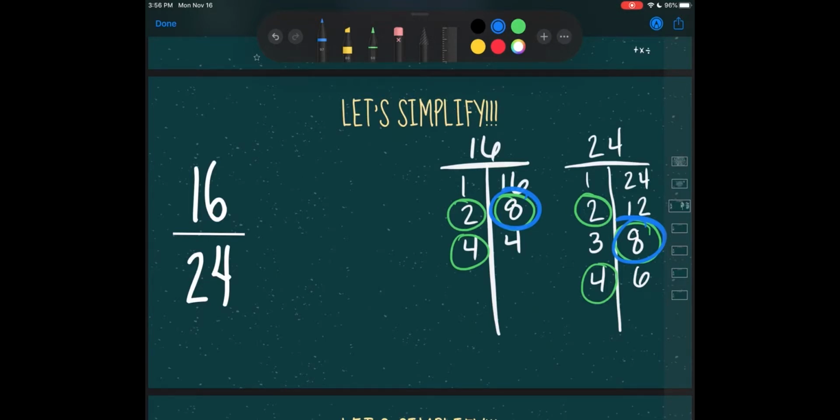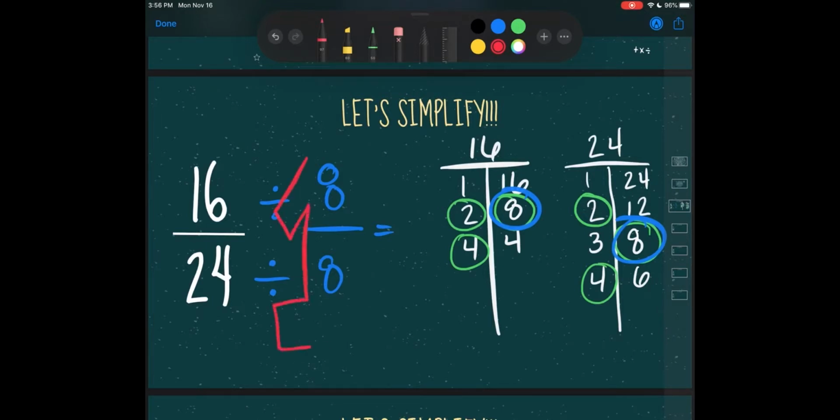So since 8 is their greatest common factor, what I can do is, kind of like finding equivalent fractions when we were multiplying to make our numerator and denominator look larger, to have more pieces, we're going to do the opposite. So what I can do to simplify this is I can divide both numbers by 8.